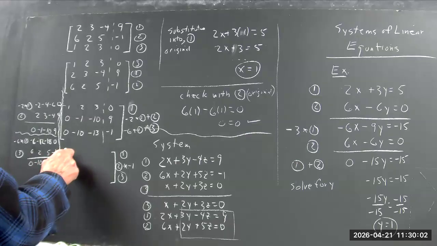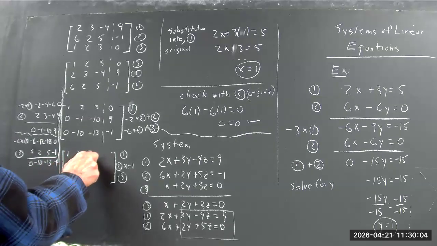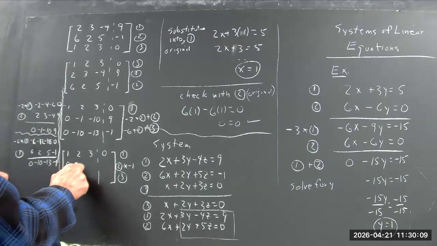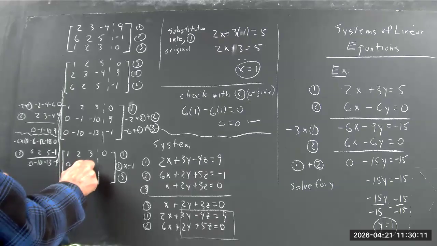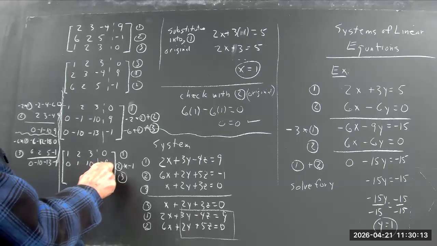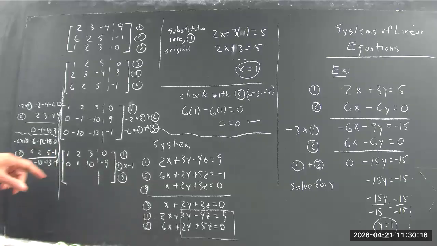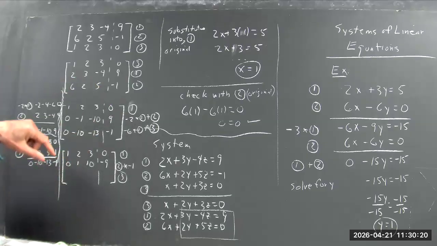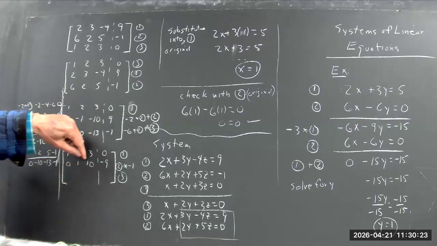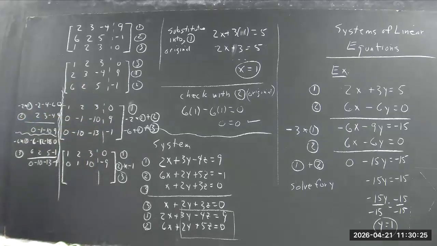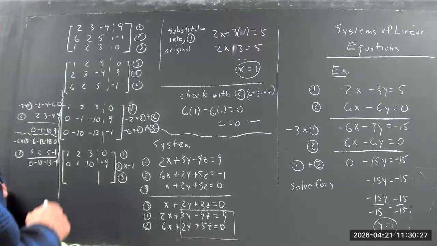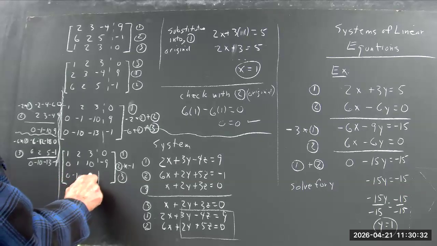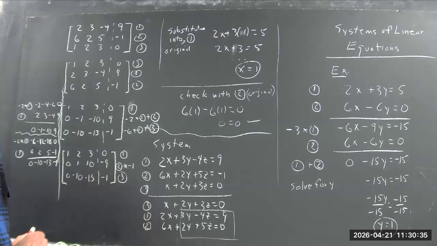So I get row 1 is 1, 2, 3, 0. Row 2 is going to be 0, 1, 10, negative 9. I didn't write that off to the side. I just carefully made sure I multiplied every number in the second row by negative 1. And the negative 1 and negative 10 become positive, and the 9 becomes negative. And then the third row is 0, negative 10, negative 13, negative 1.